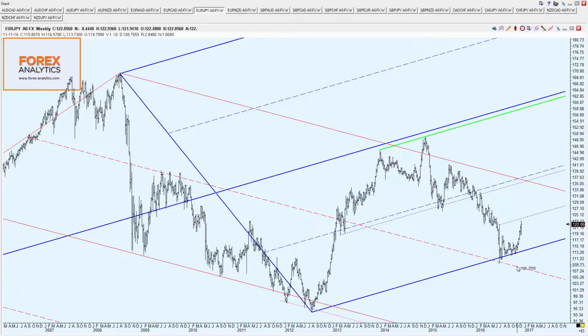But you're absolutely right, Conrad. There has been a huge move in the euro against the other pairs, and that's why I like to look at these, particularly on the bigger charts, the dailies and the weeklies. Okay.